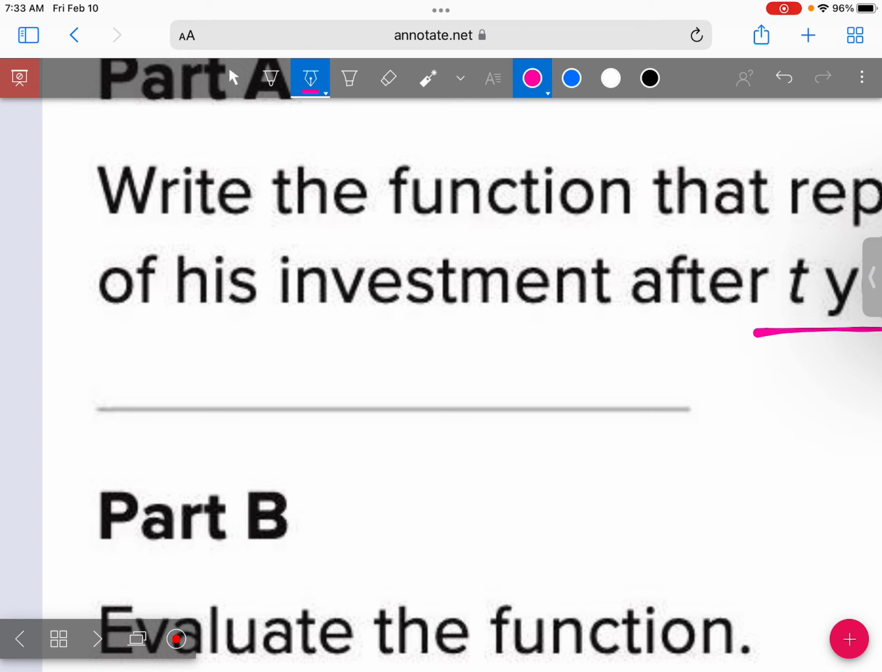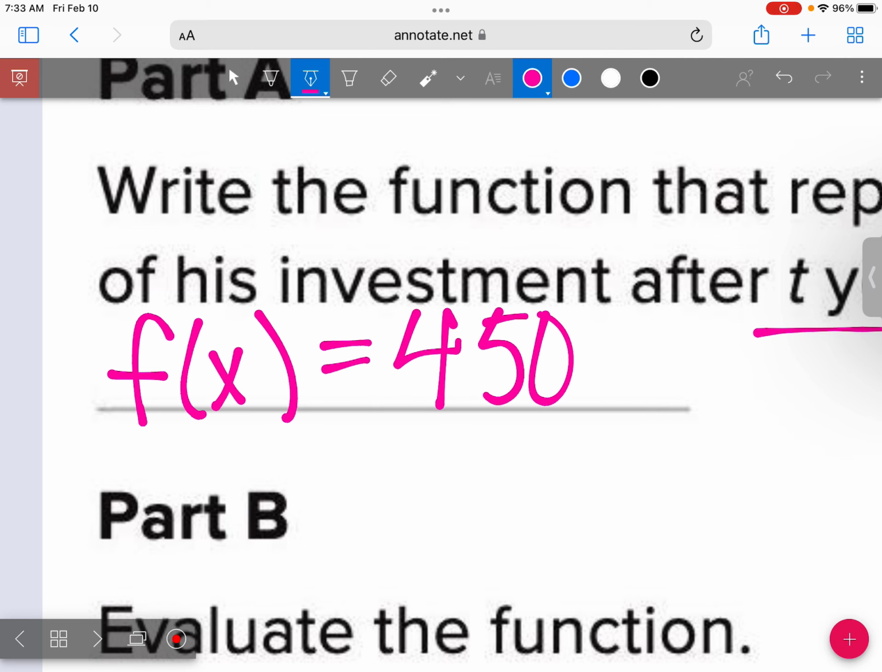What are we replacing a with? F of x. We're replacing a with f of x in this equation. Does that make sense? And then, what's our principal? 4,500.